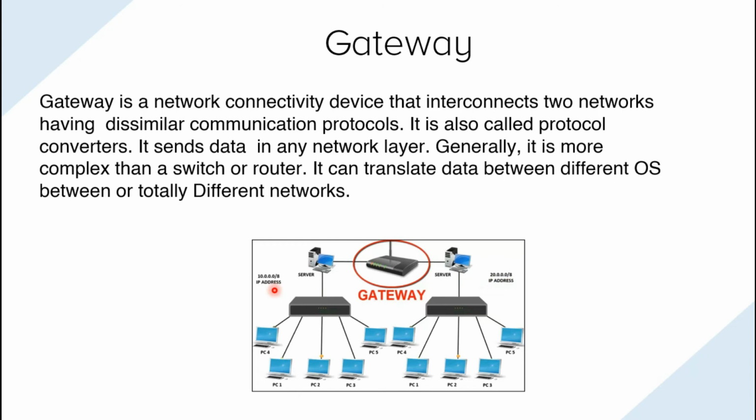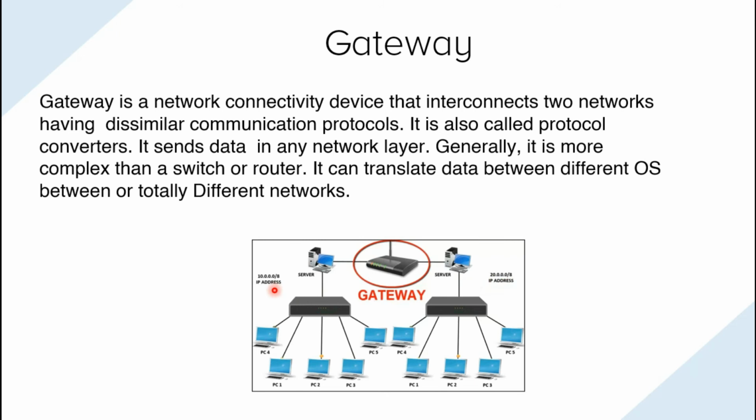Gateway is also called a protocol converter, because it is a network device that can connect dissimilar networks with different protocols. So a gateway can transmit data between different operating systems, between different email formats, or between totally different networks. They are most commonly used to transfer data between private networks and the internet.